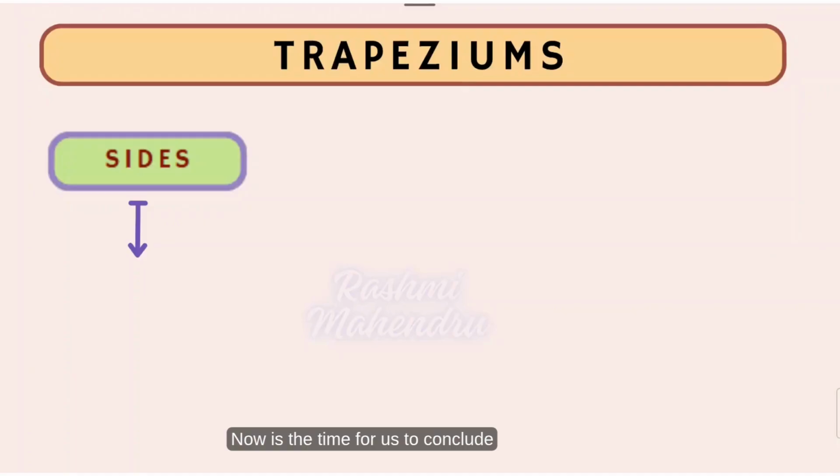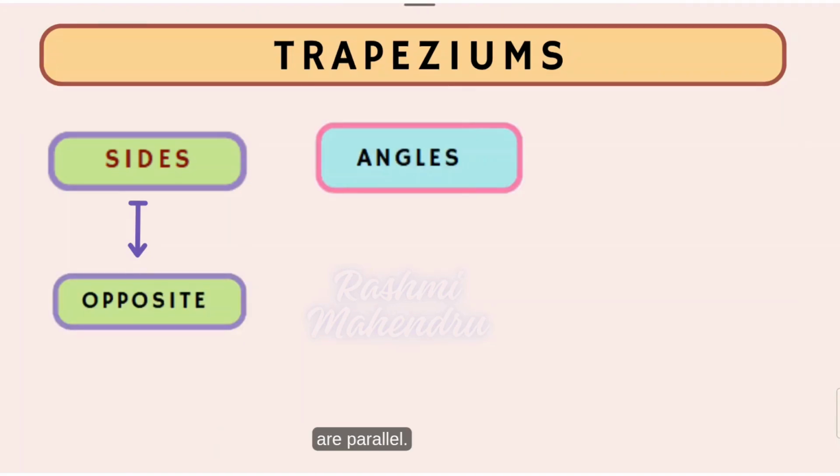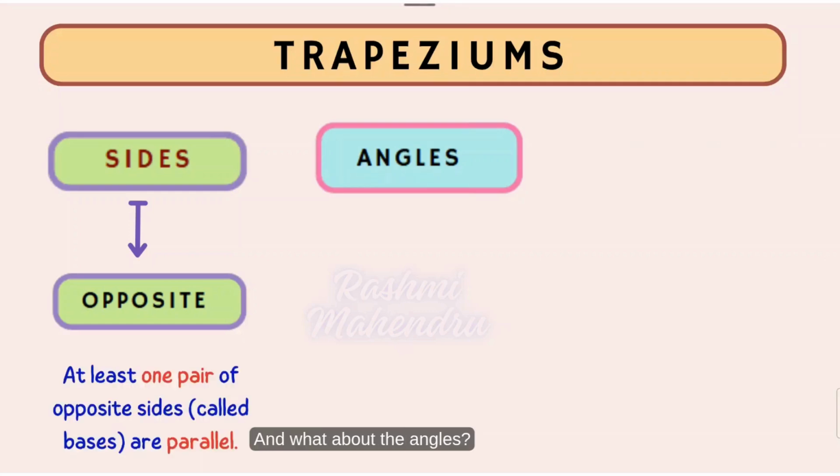Now is the time for us to conclude whatever we know about the sides. So the opposite sides of a trapezium are parallel. And what about the angles? Let us explore the angles also.